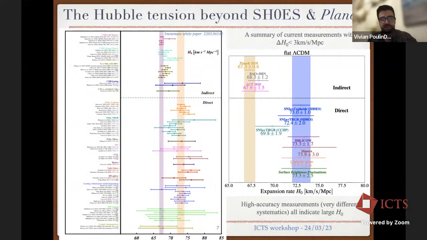But you can say, what if we look more generally beyond just supernovae and Cepheids? What is the status? Here is a summary plot of all the measurements that have been made. And what matters is to focus on, first, the indirect type of measurements. These are the ones that come from the early universe.